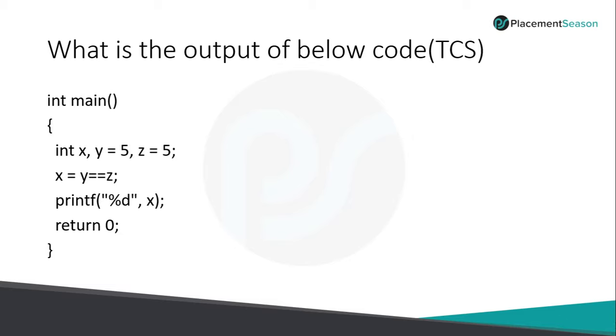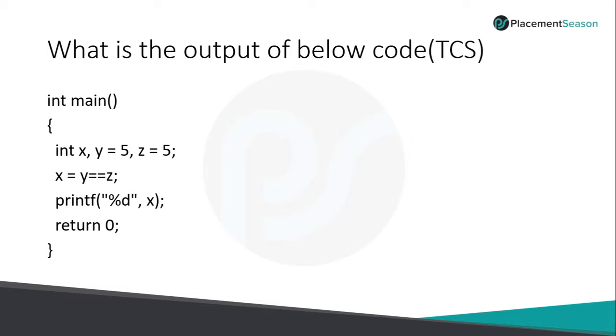So they have given double equal to here, so it will be a condition. It will check the condition: is y equal to z? Yes, this condition is true. So the condition is true, it will assign 1 to x and print 1. So if you have answered 5, it is wrong. The reason is we are not assigning the 5 to x. We are checking the condition, and the condition is true, so it is printing x.